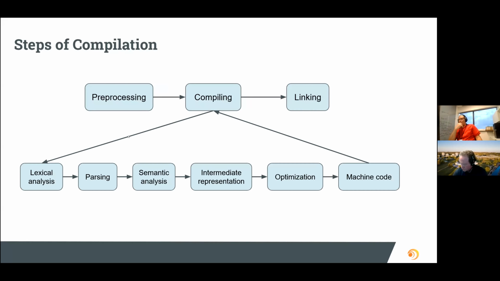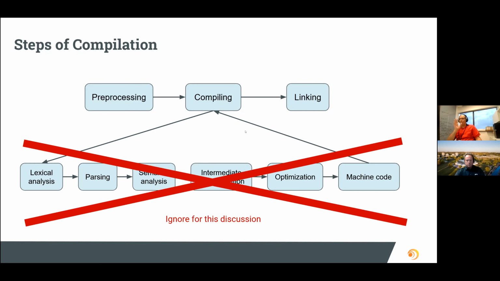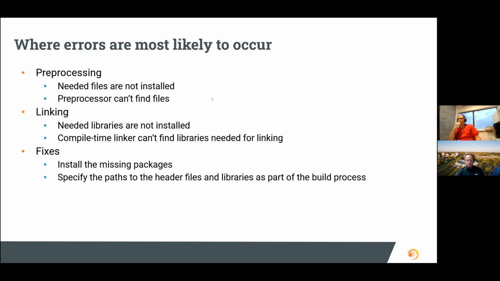Now, like I said, there's a lot of steps going on in the compiling phase. You have lexical analysis, parsing, all these other steps. We don't need to worry about them right now. They're not relevant to this conversation, so just ignore them. The important things we need to know right now are pre-processing, compiling, and linking, because these are where the errors are going to occur. Almost all of them are going to occur at the pre-processing or linking stage. Very rarely are they going to occur in the compiling stage.